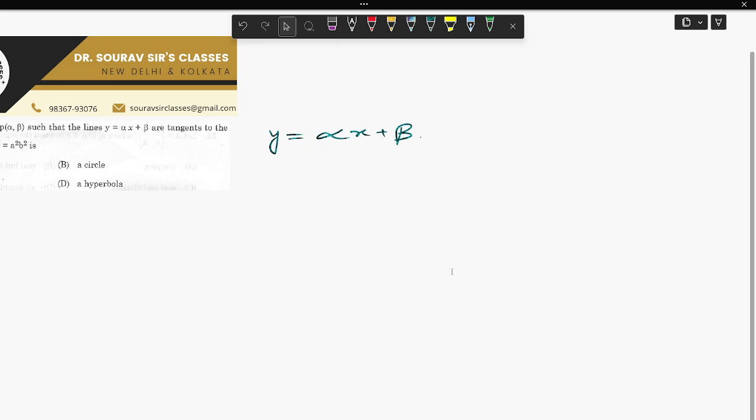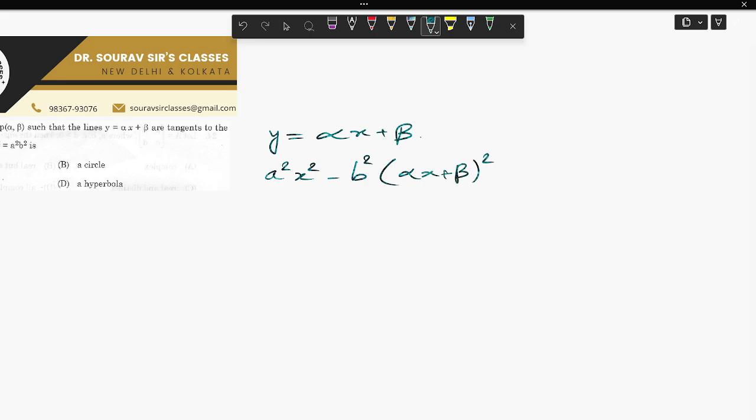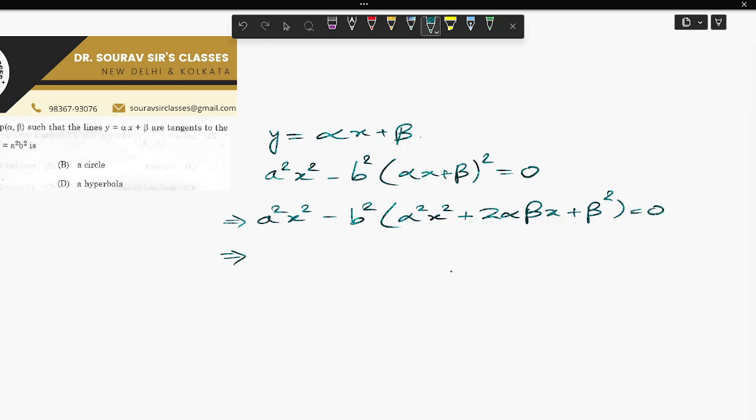So for a line y equals alpha x plus beta to be tangent to a hyperbola, we substitute y equals alpha x plus beta into the hyperbola equation. So we will get a square x square minus b square into (alpha x plus beta) whole square equals 0. So we will get a square x square minus b square into (alpha square x square plus 2 alpha beta x plus beta square) equals 0.